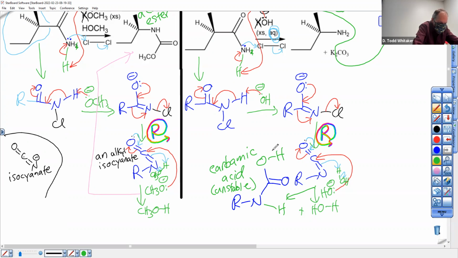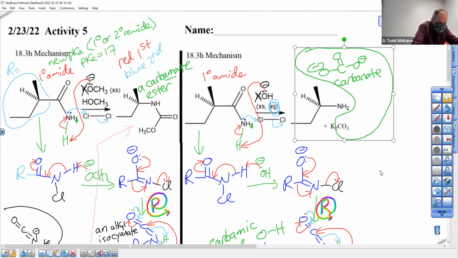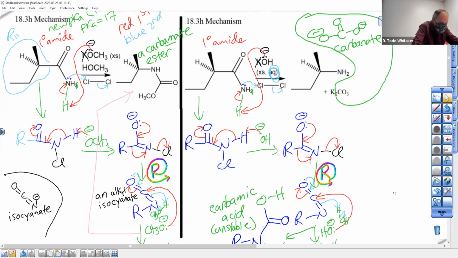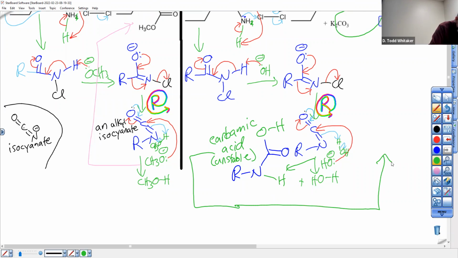How many oxygens are attached to carbon here? Two. How many oxygens are attached to carbon up here? If you want a picture, it's right here. There's three. Want a better picture? Here we go. Better picture. So where do you think the new O comes from? I need an O on the carbonyl. The new O, where does it come from?